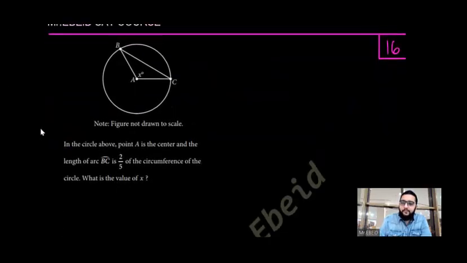Question 16. In the circle above, point A is the center, and the length of arc BC is 2/5 of the circumference of the circle. What is the value of x? How can we find the value of x? You know that the arc is 2/5 of the circumference of the circle, and the circumference measures 360 degrees.